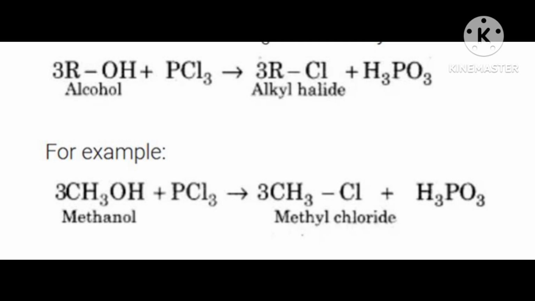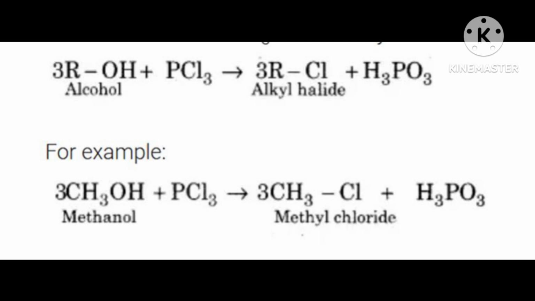Then what are the derivatives? It means you will get three chlorides after the reaction. The first product is ethyl chloride, C2H5Cl, the other is POCl3, phosphorus oxychloride, and the third is HCl. In everything Cl is attached. That's why it is called chloro derivatives.